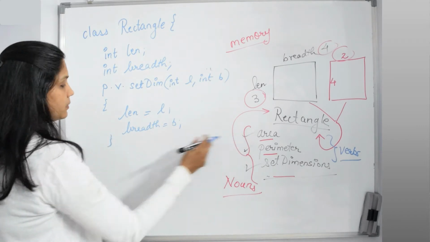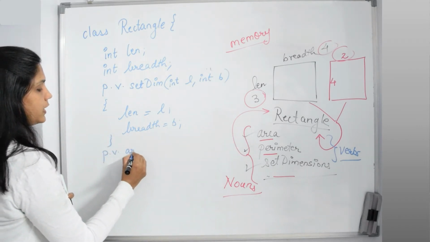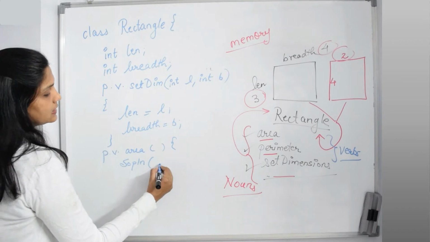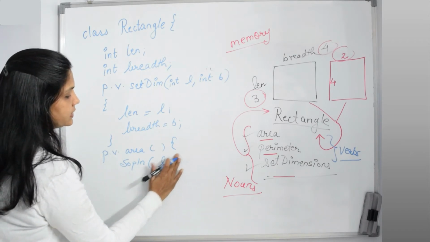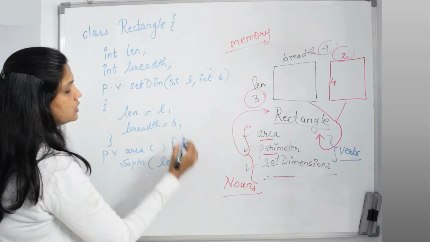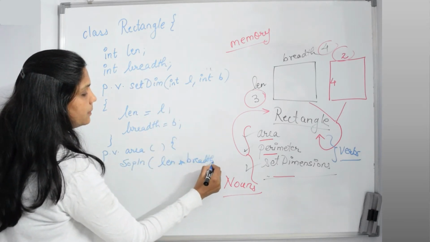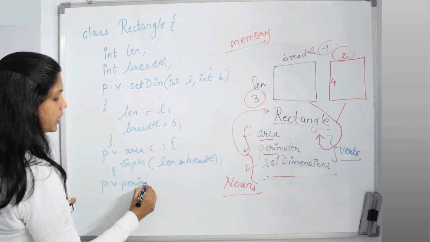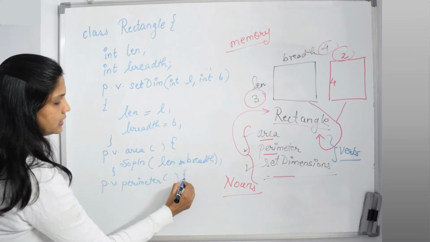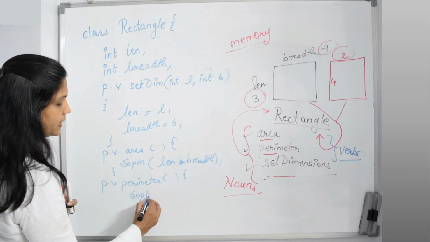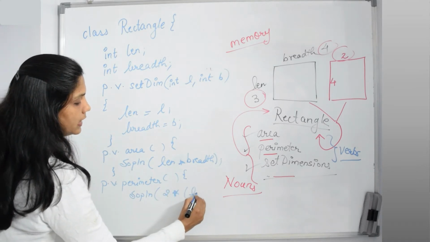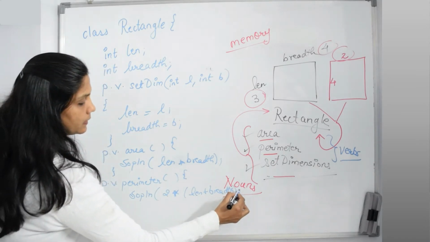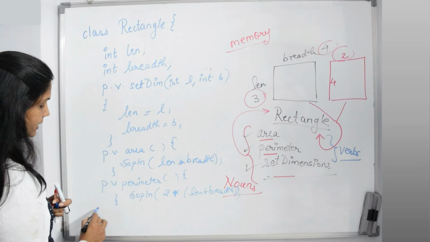Same way I need to find area, so I can say public void area and I can just print SOPLN. Area is length into breadth. So basically this will be length into the class variable, that is the breadth. Same way to find perimeter, it will be public void perimeter and then curly brace, I can say SOPLN 2 into length plus the breadth. Right? And then I close the class.